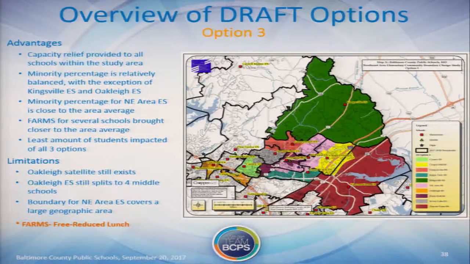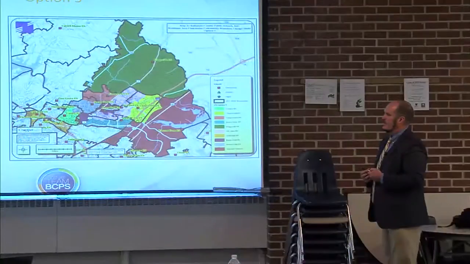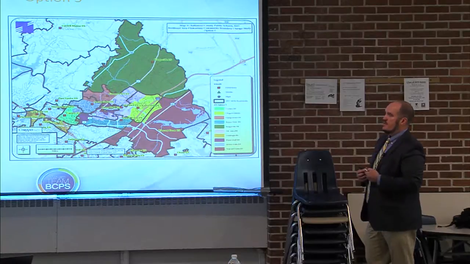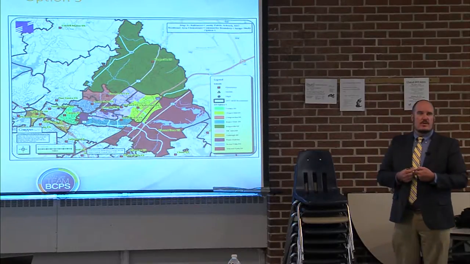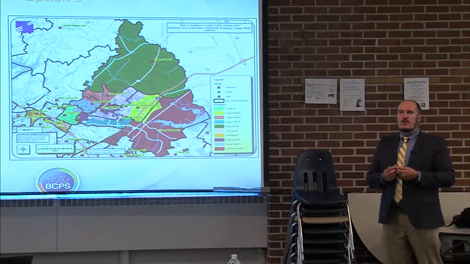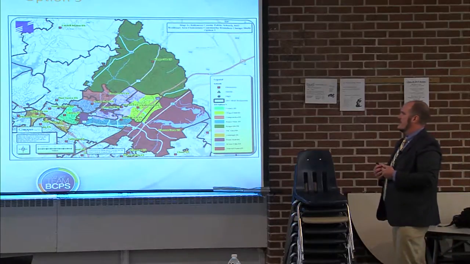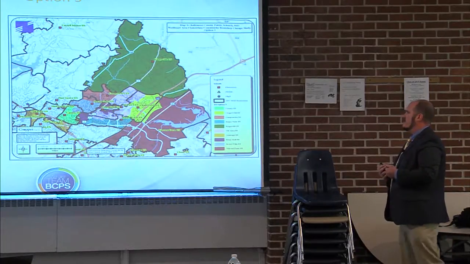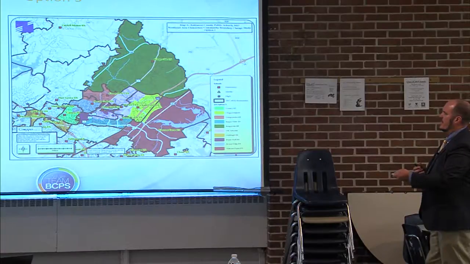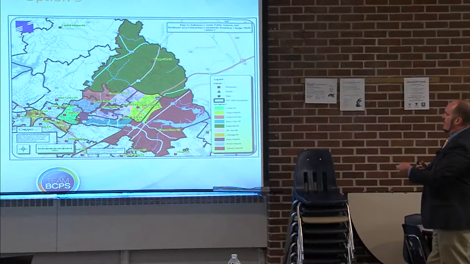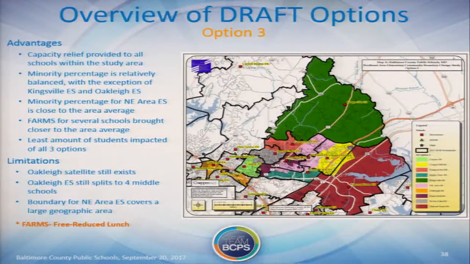Some limitations, like I said, the Oakley satellite is still here. So that's something to consider. And Oakley still splits to four middle schools, which is really on the high side from what we see across the country, something that does impact those kids. And then the boundary for the Northeast Area Elementary School covers a large geographic area as well in this scenario.